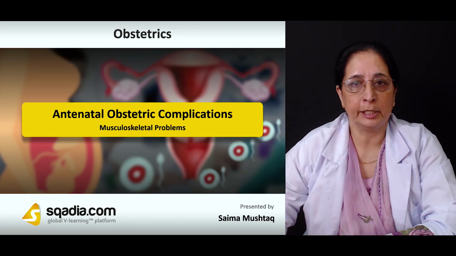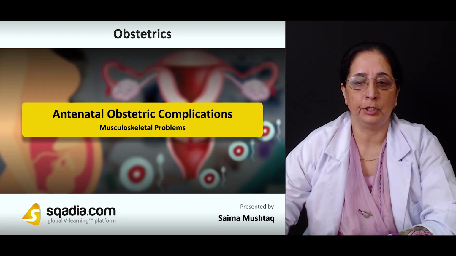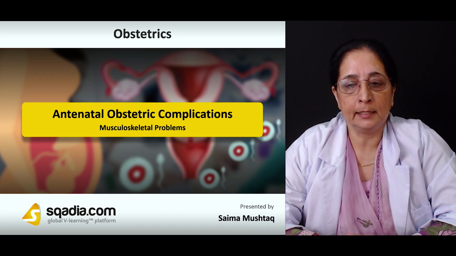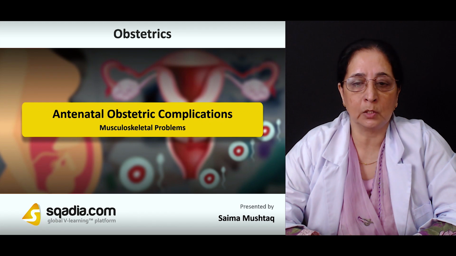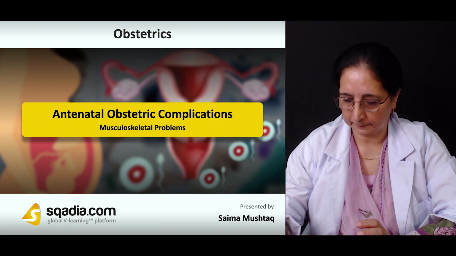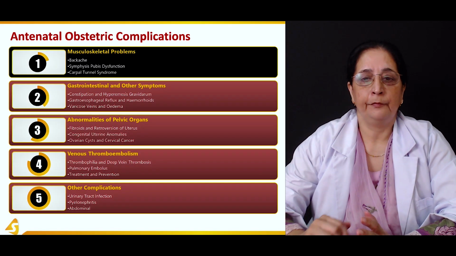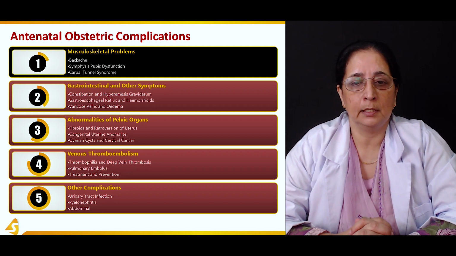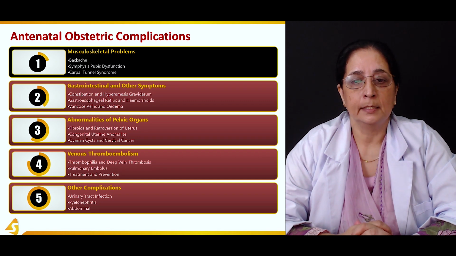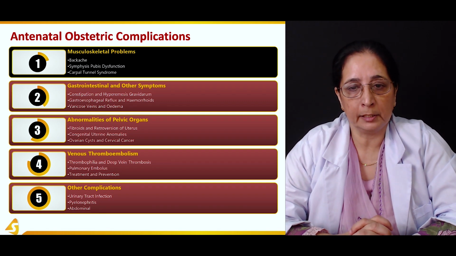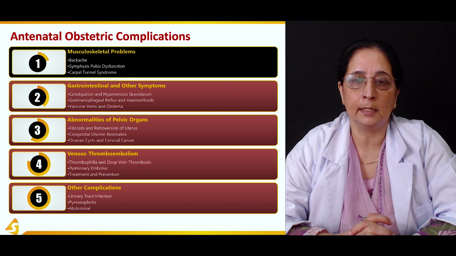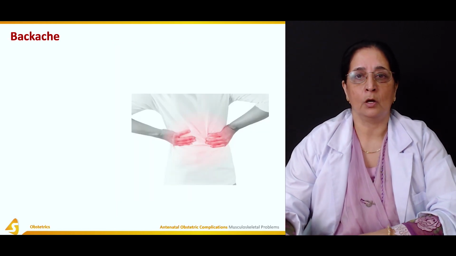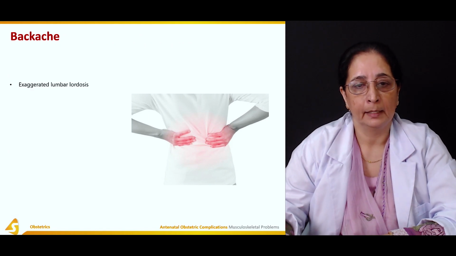Let's start with section 1 of our lecture, Antenatal Obstetric Complications. In this section, we will talk about musculoskeletal problems. The different problems which we will talk about in this section are backache, symphysis pubis dysfunction, and carpal tunnel syndrome. First, let's talk about the backache.